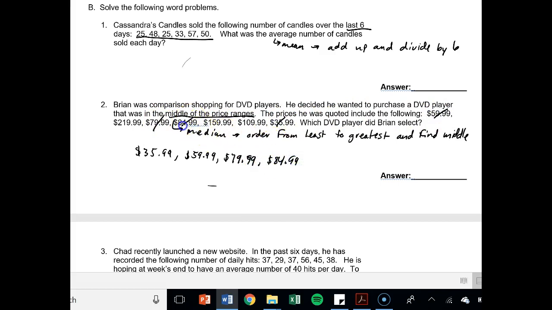$84.99, followed by $109.99, followed by $159.99, and then obviously $219.99. All right, so then you find the middle, right? Obviously put your answer on the answer line.